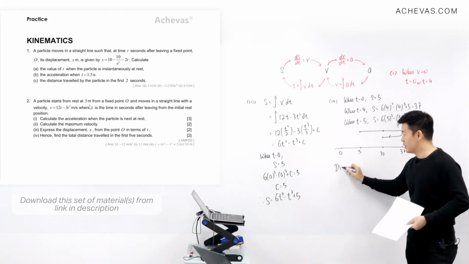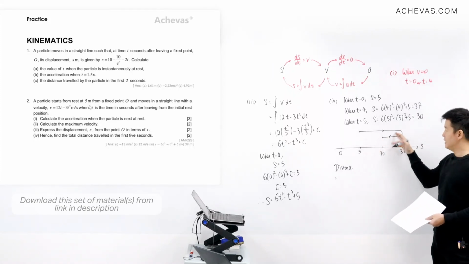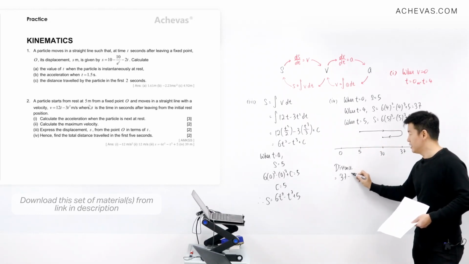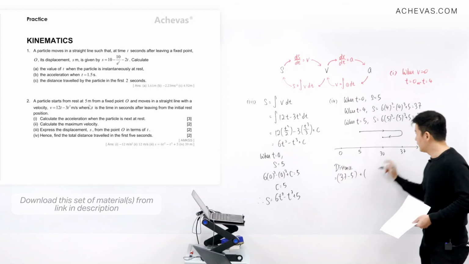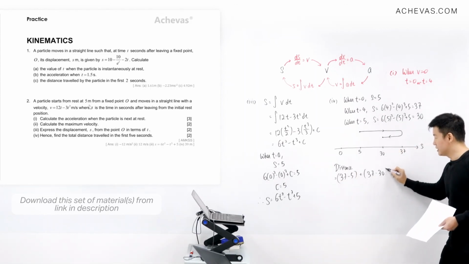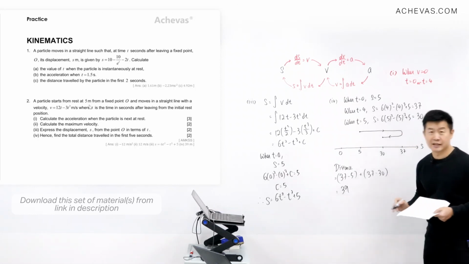So based on this, that we can now visualize, let's see what is the distance. So this line, take the right coordinate minus the left coordinate. So it's going to be 37 minus 5. Then after that, it is this line here, right minus left again. So 37 minus 30. This is equal to 39.